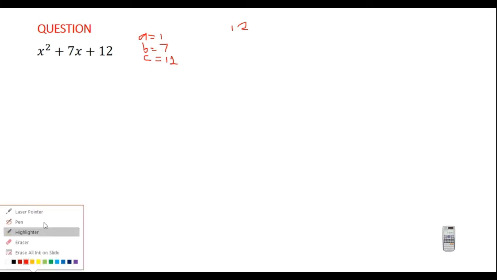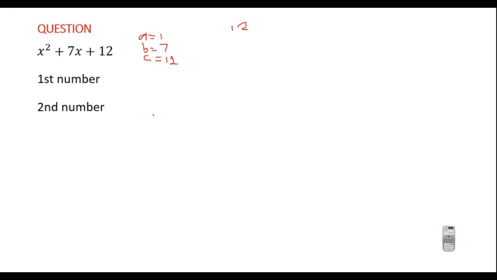Now when you have your first number, which is positive 3, multiply what you obtain from the calculator with A. In this case, A is 1. So if you multiply 1 by 3, you are going to get 3. That will be your first number. So the first number is 3. So this is how to find the first number.